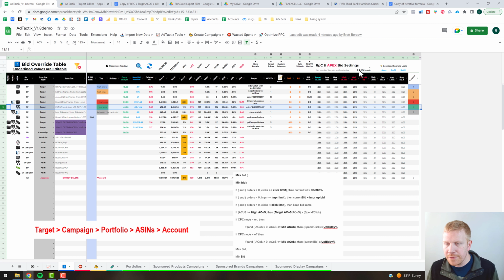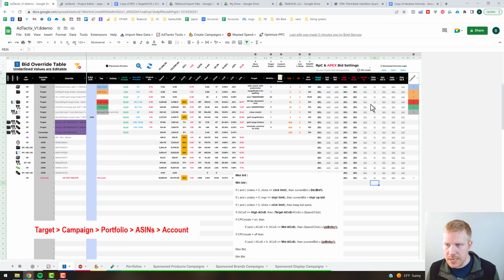So if you have it off, it's actually going to revert to the current bid. Okay, so if it's off, then it's going to be the current bid you see there versus the cost per click if you have it on. So usually the cost per click is going to be less than the current bid. That's why it's a little bit more conservative if you use the cost per click mode.